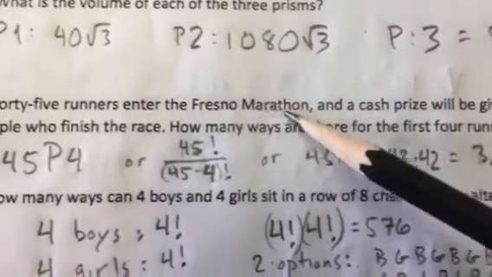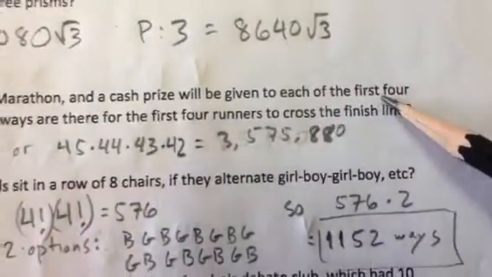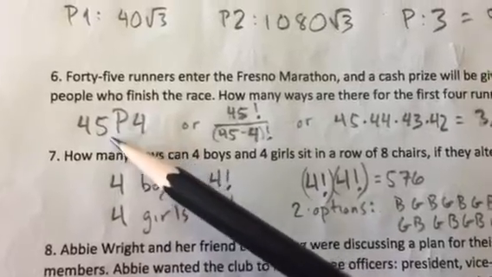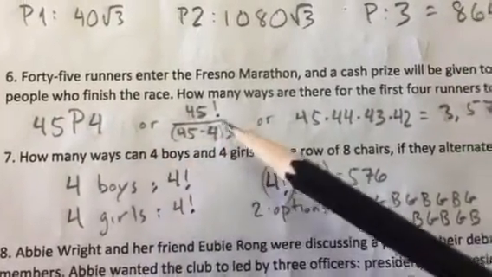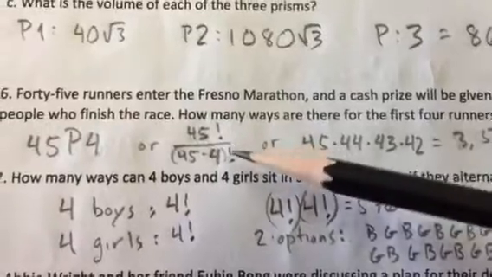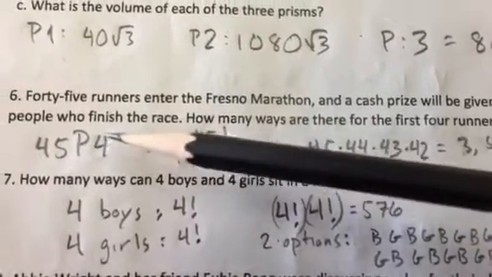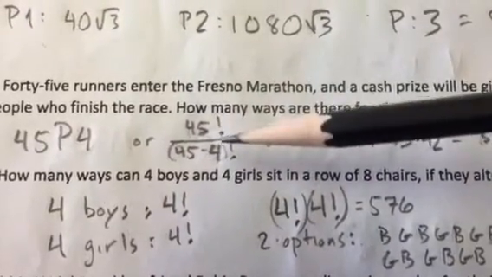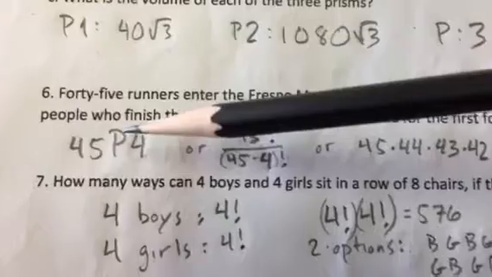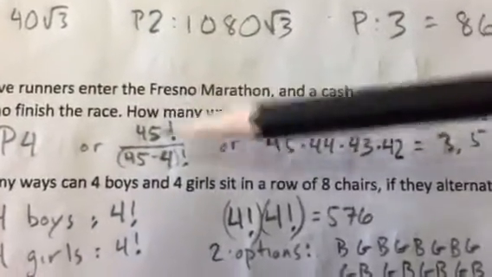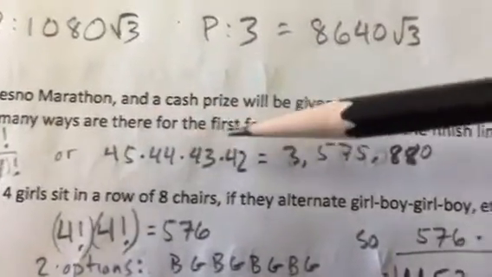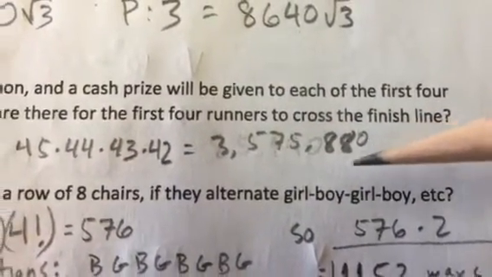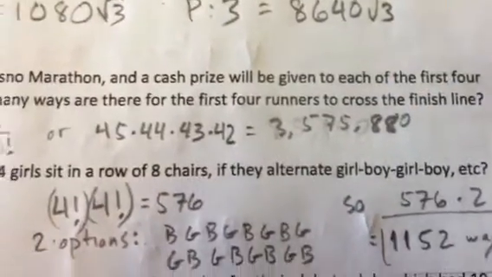Here, 45 runners enter the Fresno Marathon. A cash prize is given to each of the first 4 people who finish. So that's 45P4, a permutation of 45 choosing 4. And the order does make a difference as they cross the finish line, so it's definitely permutations and not combinations. For this formula right here, a lot of your calculators will have it programmed in, so you can use that, or this little fraction, or just work it out this way. Anyway, you get 3,575,880 different ways for 4 people out of 45 to cross the finish line.